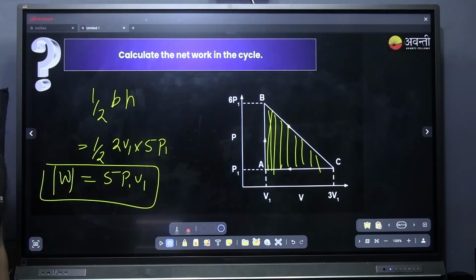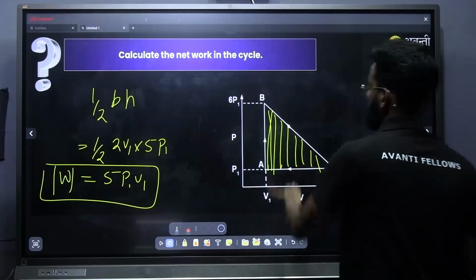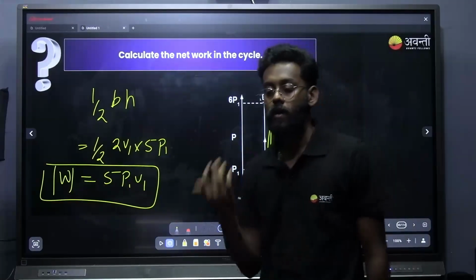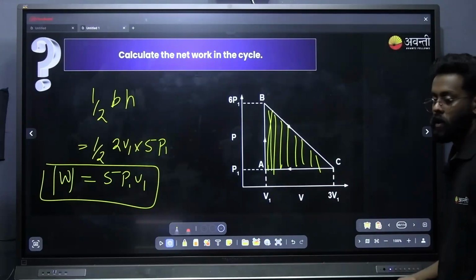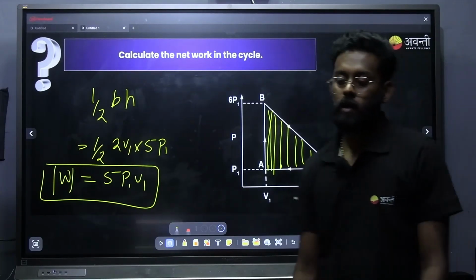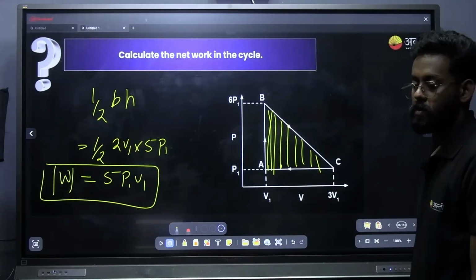Very simple. Don't lose any marks in this part. Whatever geometry they have given, find out the area of that geometry and get the answer. That's all you should do. Can I move on, students? You got it? Yes.